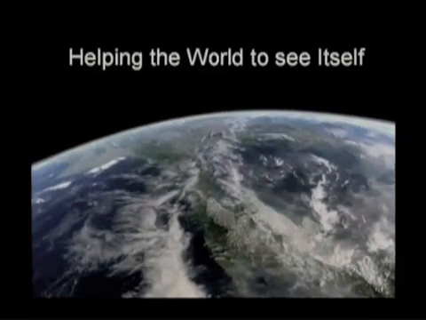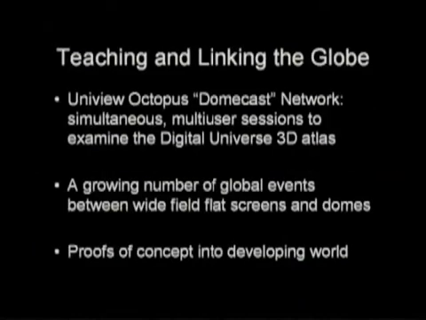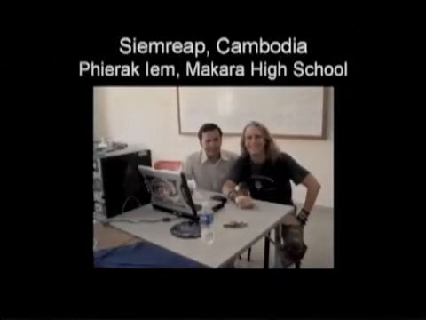And so we've endeavored with the UniView software to make it networkable for multiple users around the world. We're using this feature called Octopus to domecast a network for simultaneous viewing around the world. So multi-user sessions to examine the universe in 3D. And the idea of having networking is that we can bring the facilitator, the scientist, lecturer, in from wherever they may be in the world. And so we have a growing number of these going on.